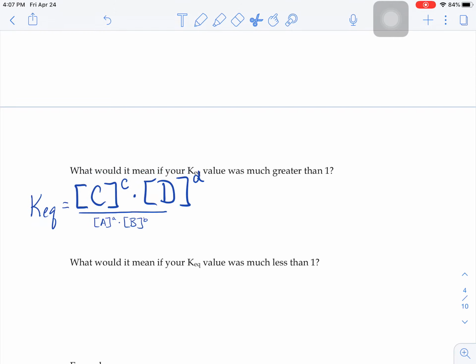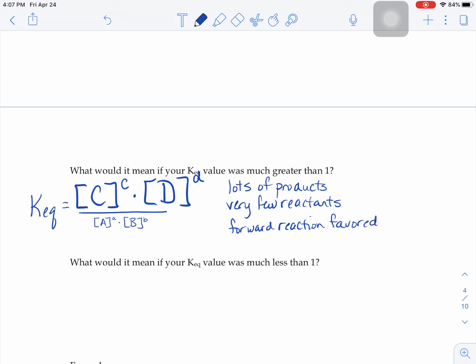Right? Lots of C and D, just a little bit of A and B, would give you a value of bigger than 1. So it means that you have lots of products, very few reactants, and there's two different ways we could say this. We could say that the forward reaction is favored, or you might hear it called a products favored reaction.